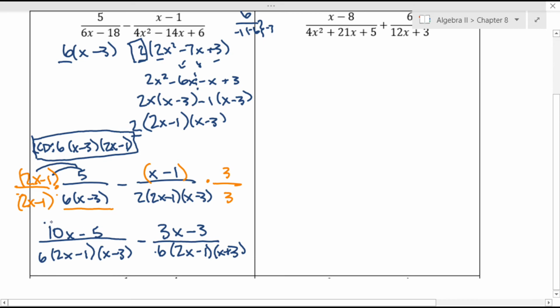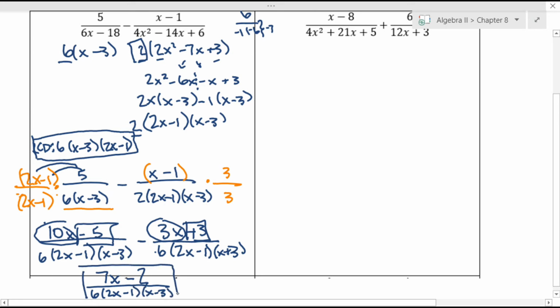So what's 10x? I'm looking at like terms. 10x minus 3x is going to be 7x. And then I have negative 5 minus a negative 3, which is like plus. Negative 5 plus 3 is negative 2. And then I'm going to put it all over my LCD, 6 times 2x minus 1 and x minus 3. And that's my answer.